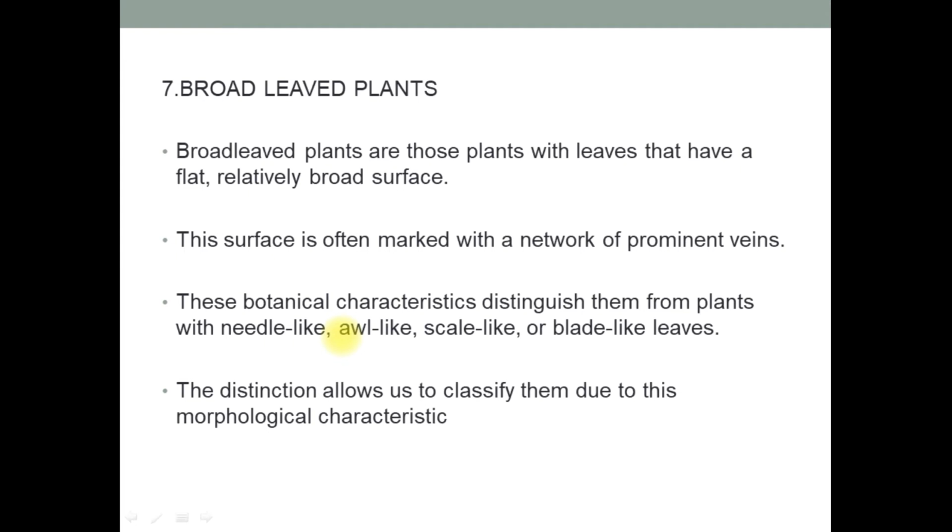The distinction can allow us to classify them due to these morphological characteristics. So we have classified them as broad-leaved plants because they have got broad leaves. So that is the main distinguishing feature that enabled scientists to classify them into broad-leaved plants.